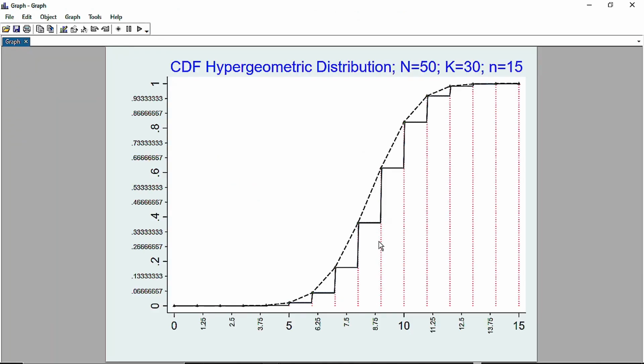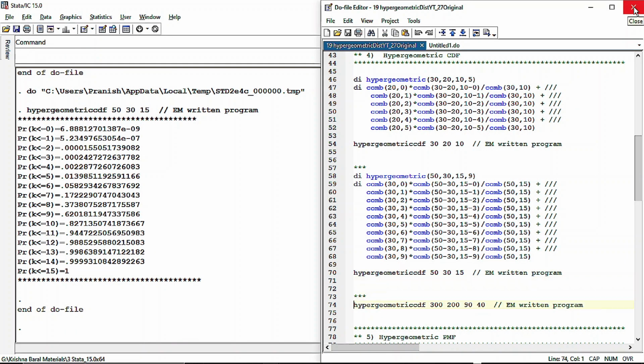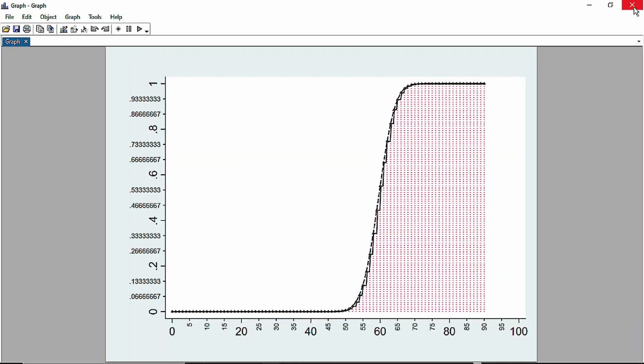For 9 or less, it is 9 over here. For 9 or less, it should be 62 or the percent. Yes, 62%. Similarly, we can provide any other inputs for the value of N, K, and small n, that is the sample and the attributes of interest. And we can generate the CDF of the hypergeometric distribution.